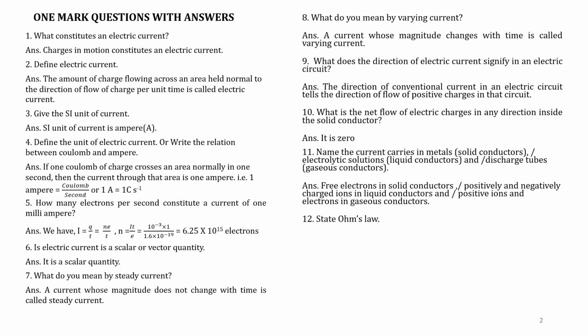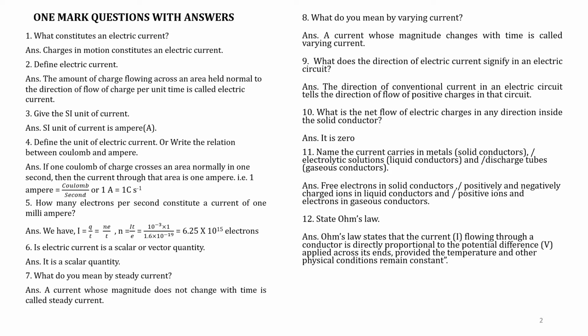Question number 12. State Ohm's law. Answer. Ohm's law states that the current flowing through a conductor is directly proportional to the potential difference V applied across its ends, provided the temperature and other physical conditions remain the same. That is, keeping the temperature constant, the current I is proportional to the potential difference V. That is, I is proportional to V or V is equal to IR.